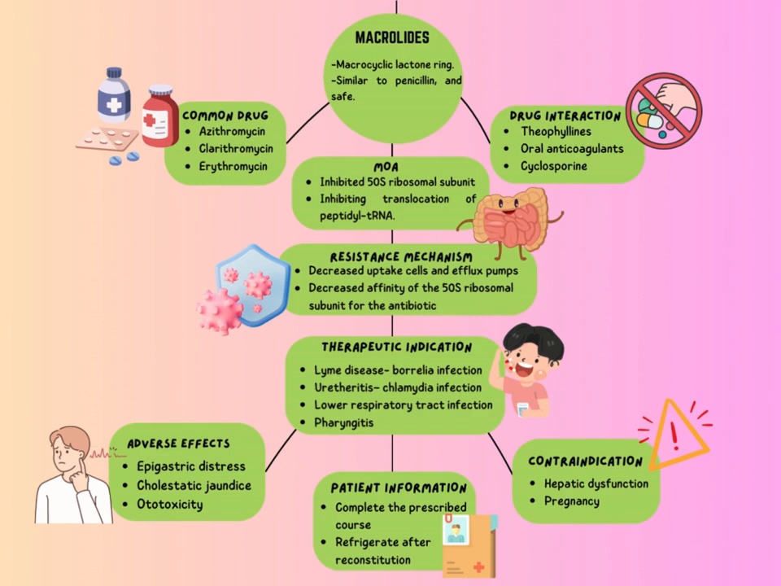Macrolides carry a certain level of risk, such as epigastric distress, an aching that occurs in your upper abdominal region, cholestatic jaundice, defined as stagnation in bile secretion and flow, and ototoxicity, involving damage to your inner ear. The contraindications are hepatic dysfunction and pregnancy. Patient information for macrolides is to complete the prescribed course and refrigerate the drug after reconstitution.